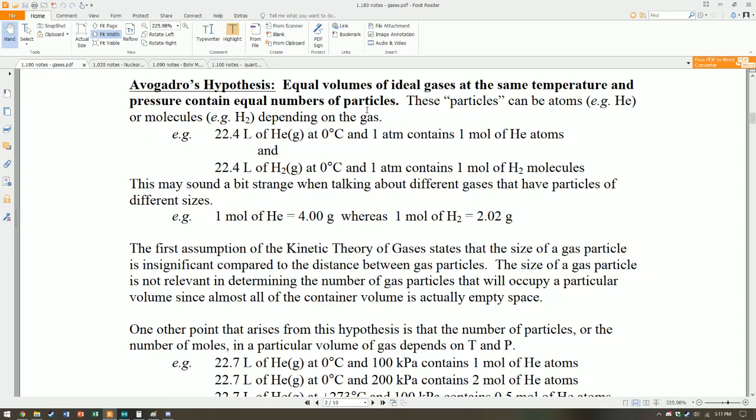And then we come across Avogadro's hypothesis, which basically states that equal volumes of an ideal gas at the same temperature and pressure contain the same number of particles, and this is sort of where he built up the concept of the mole.